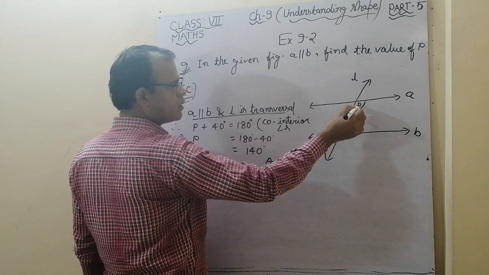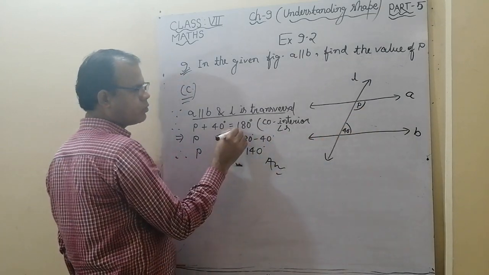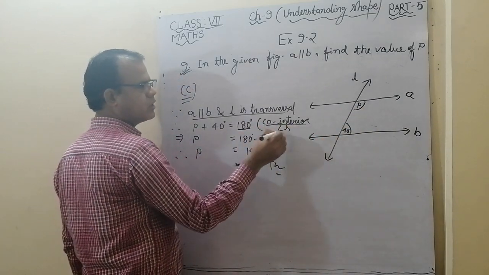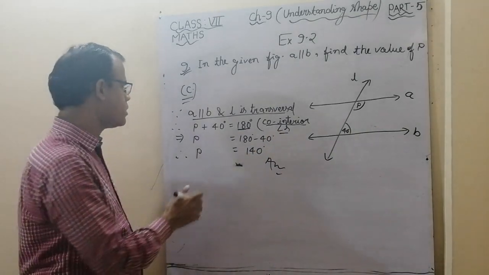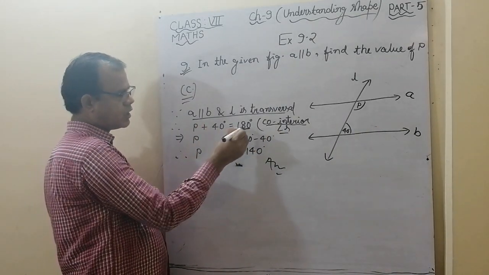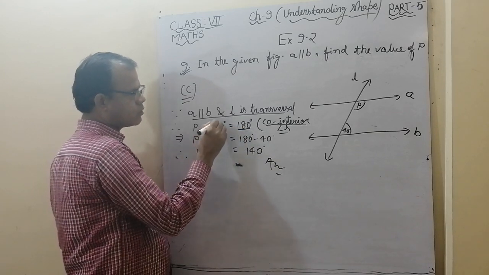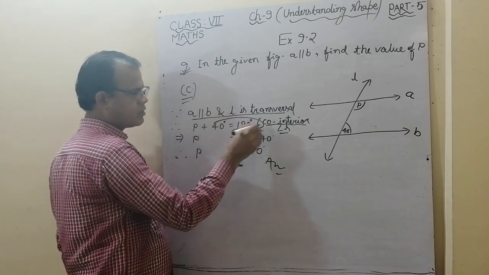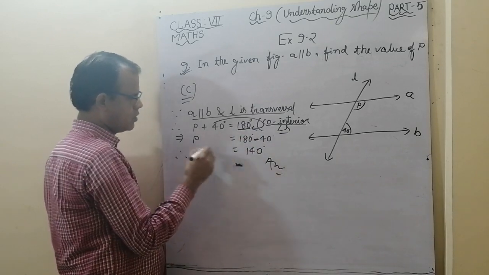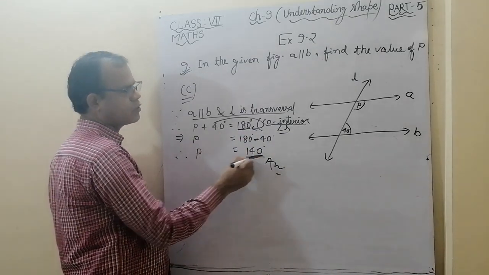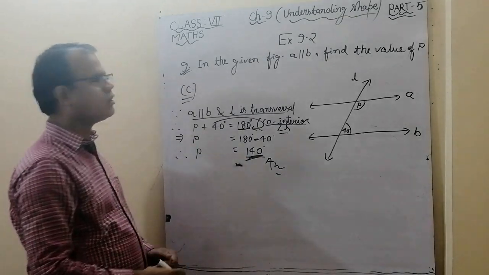So angle P plus 40 degrees equals 180 degrees. Why? Co-interior angles, or you can say angles on the same side of the transversal. So P plus 40 degrees equals 180 degrees. So P equals 180 minus 40. When we shift that to the other side, plus 40 becomes minus 40. So the value of P is 140 degrees. So 140 is the final answer.